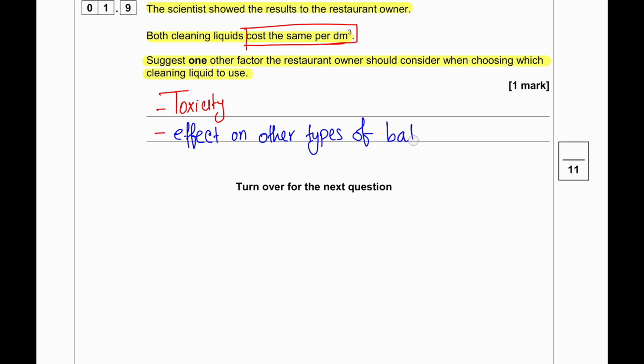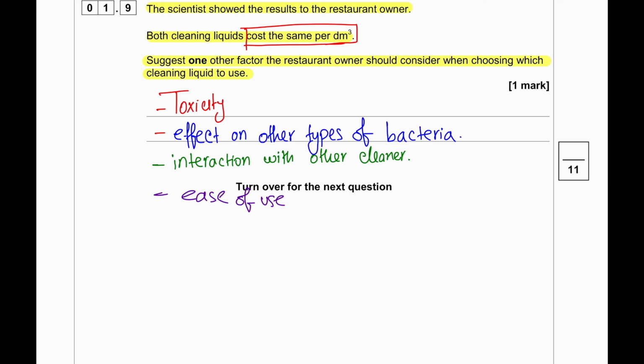The restaurant owner can also test the effect on other types of bacteria and pathogens which they didn't use in this experiment, to see their effectiveness on those bacteria and pathogens. And then the restaurant owner can also test the ease of use of that particular cleaning liquid.